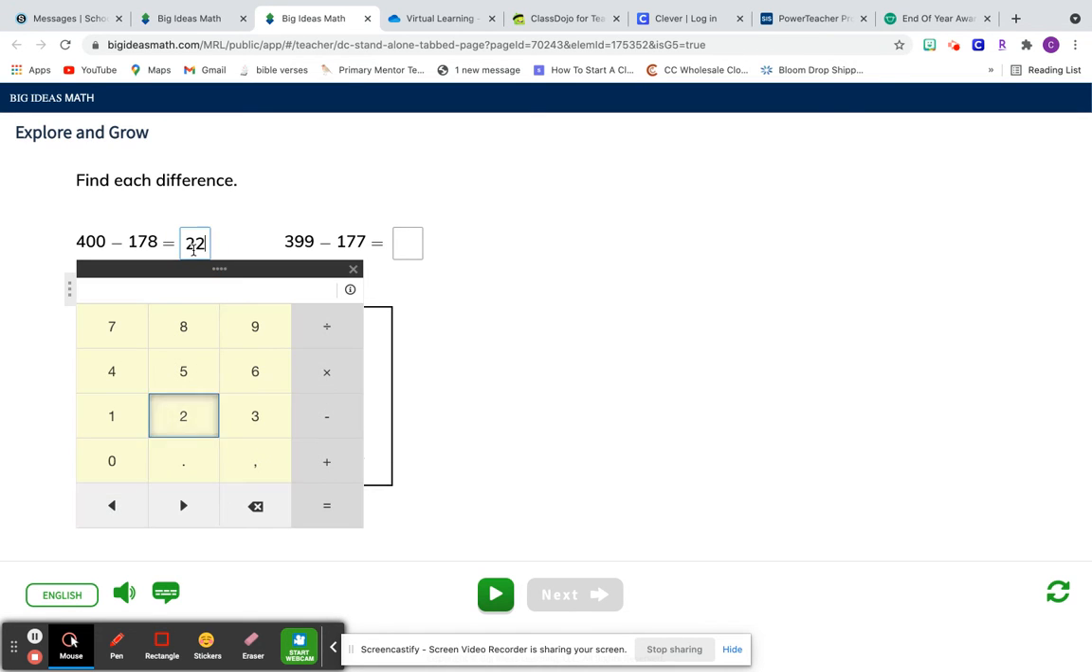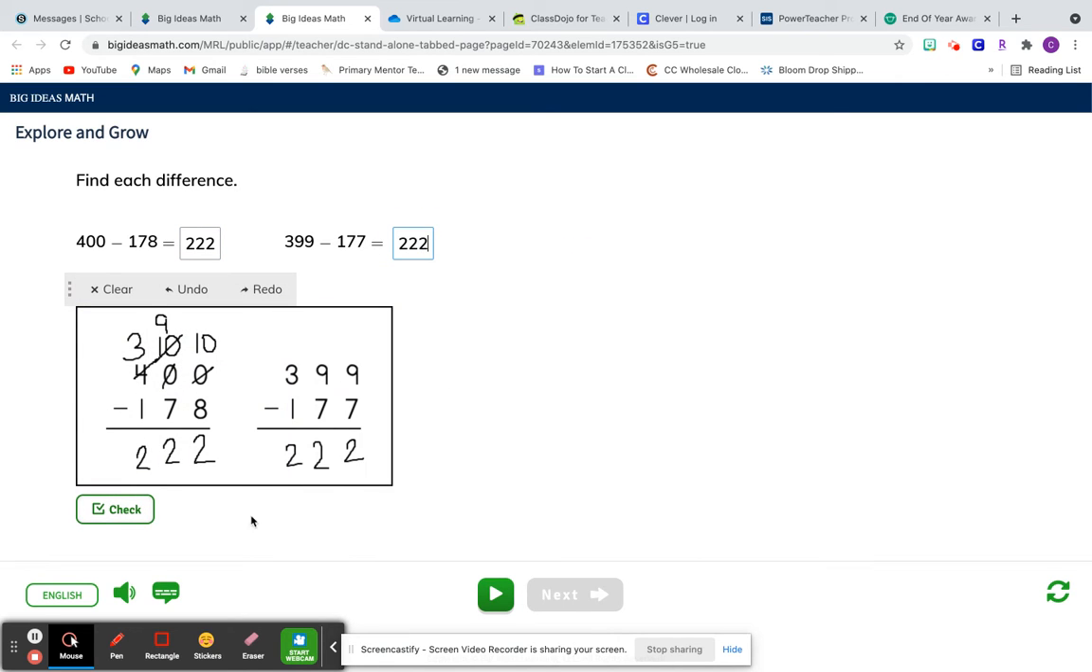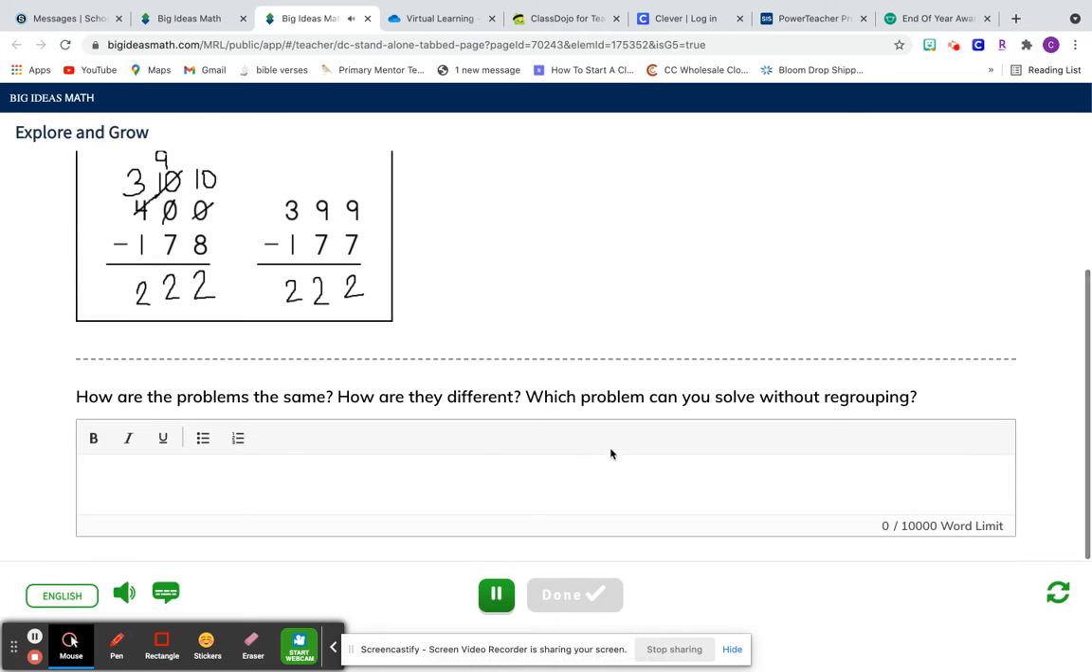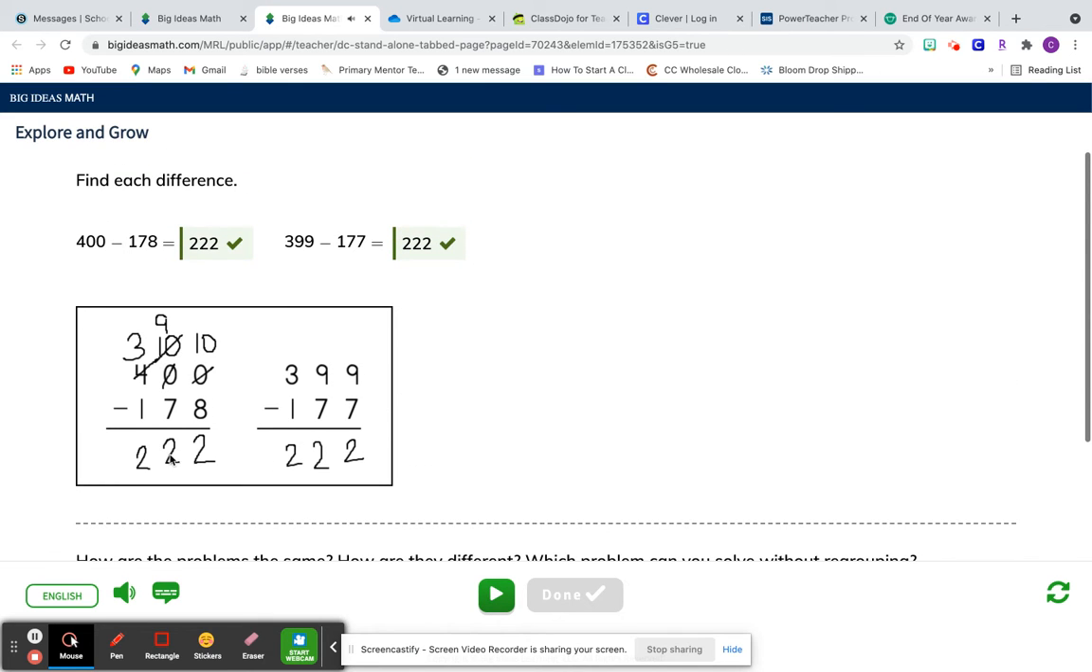All right, I want to see if you guys notice what happened here. Let's check our answers. How are the problems the same? How are they different? Which problem can you solve without regrouping? Well, if you notice, both of our answers on these were the same. Now, here I had to regroup twice and kind of made this problem a little complicated. This one I didn't have to do any regrouping. Look at how much better that looks just going straight down subtraction. And I got the same answer.